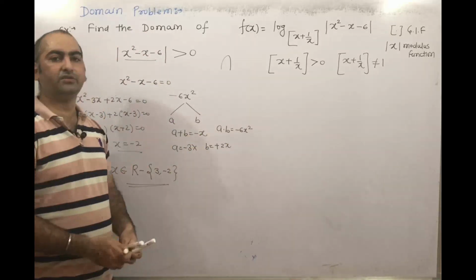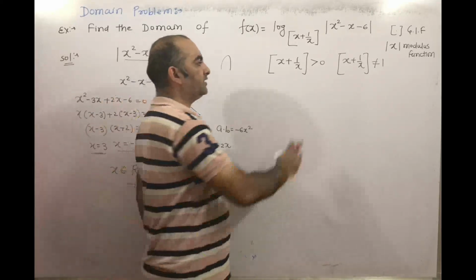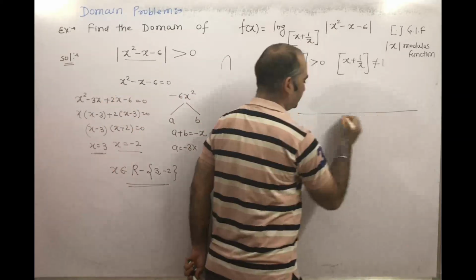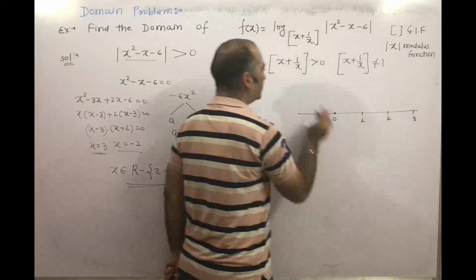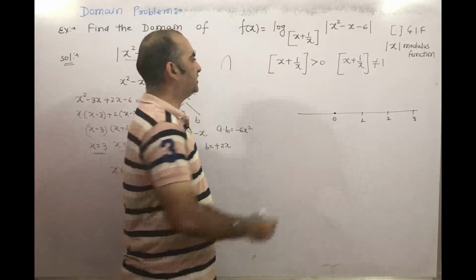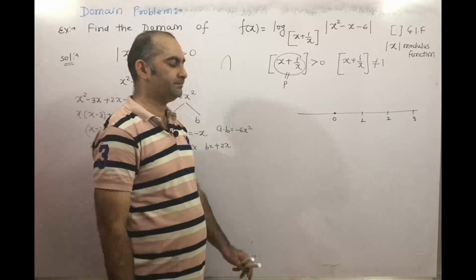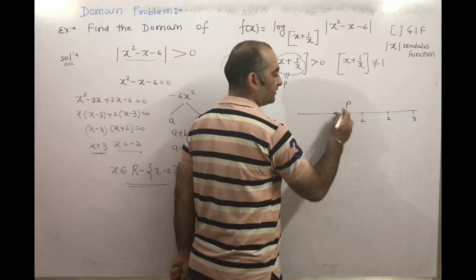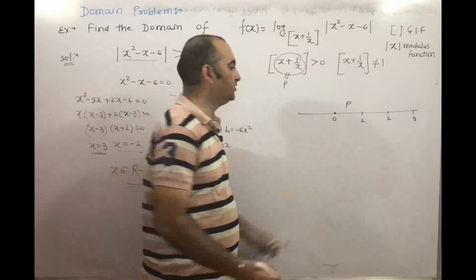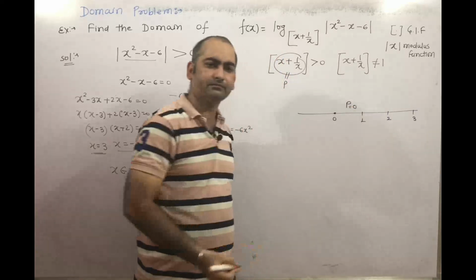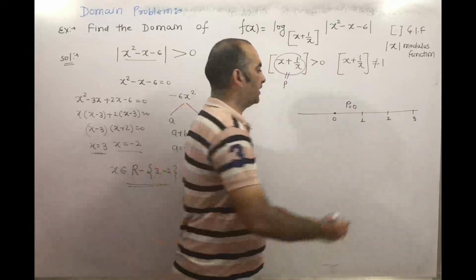So for solving this one, what will you do? This is the greatest integer function, and we want this to be greater than 0. So we are defining this: 0, this is 1, 2, 3. The inside quantity x plus 1 by x, we are taking as p. Okay. So if p lies in the interval 0 to 1, what greatest integer value will come? 0 will come. Now p lies in 1 to 2. If p lies in 1 to 2, what greatest integer will come? 1 will come.